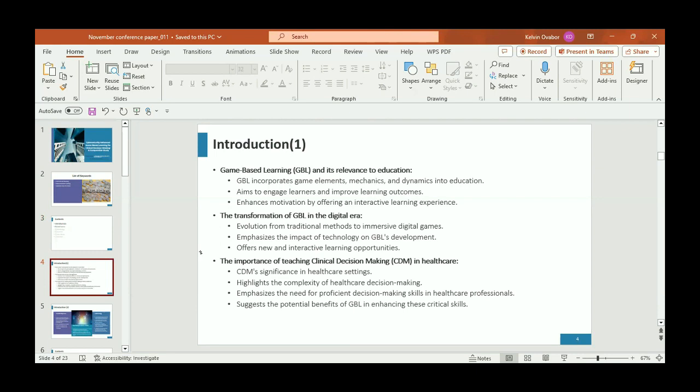As a form of introduction, game-based learning has found so much relevance in the aspect of education. It incorporates game elements, mechanics, and dynamics into education, and it aims to engage learners to improve their learning outcomes. It has also shown promising results, with studies indicating that game-based learning enhances motivation, engagement, learning outcome, and retention. It has shown its importance in the area of teaching clinical decision-making, especially in healthcare.